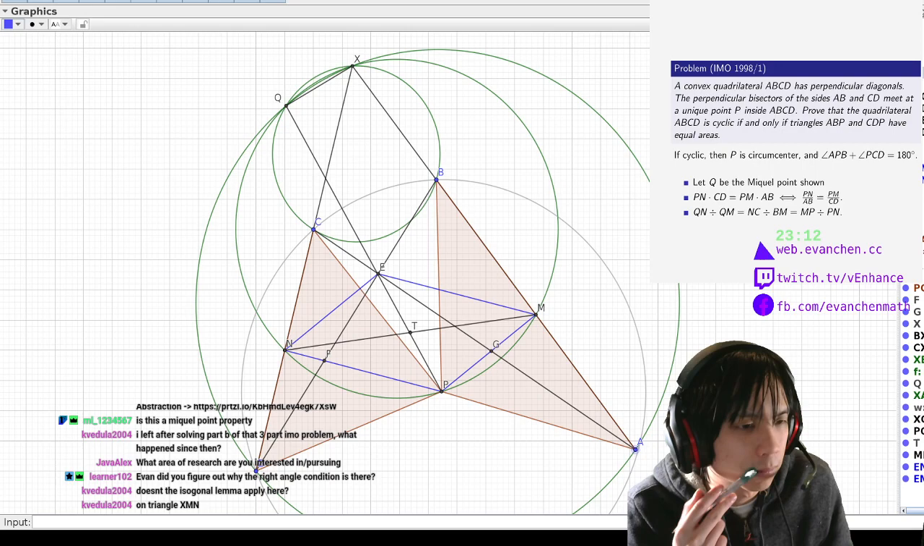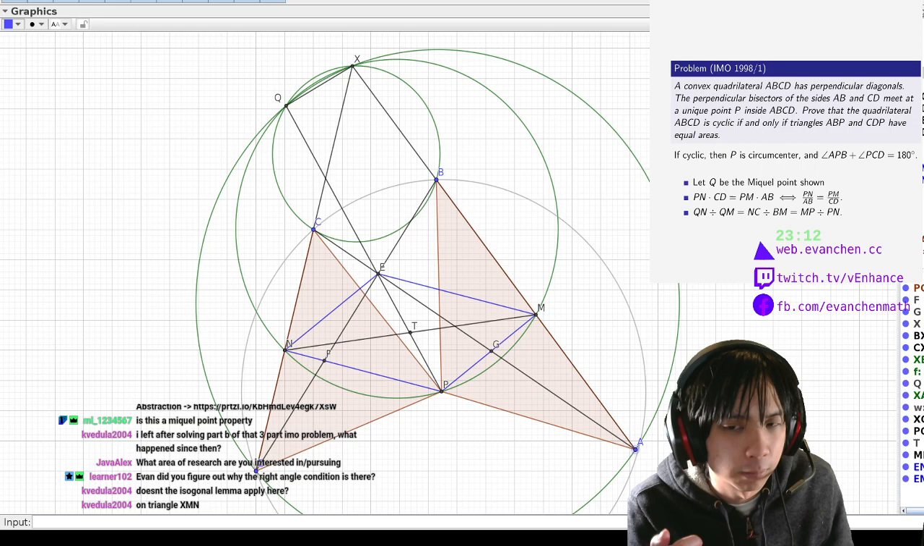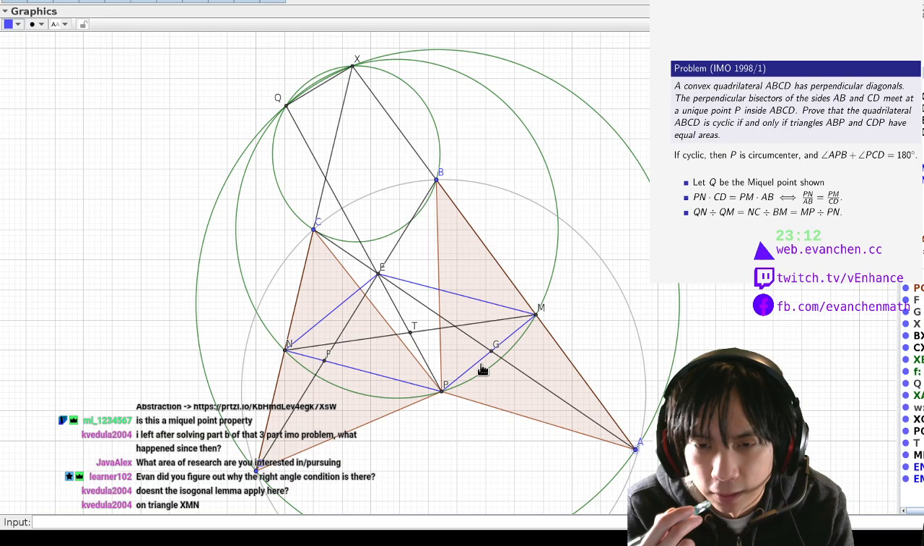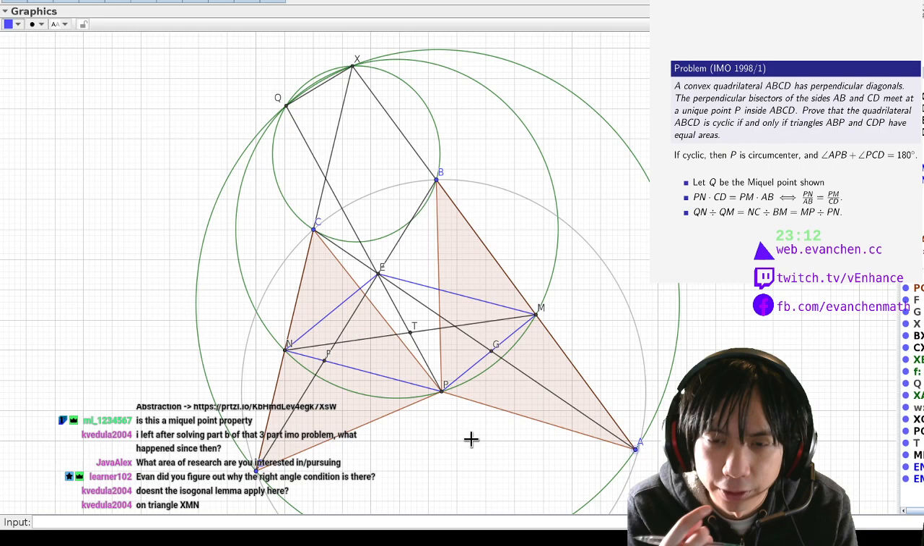We don't have the parallelogram yet. We only know that EN against EM is, like, this against this is equal to this against this. I know that P, T and Q are collinear.